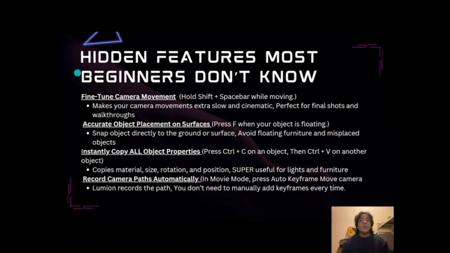And lastly, we have record camera paths automatically. In movie mode, press auto keyframe, move the camera. Then Lumion records the path, you don't need to manually add keyframes every time.